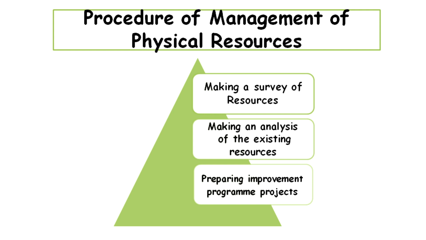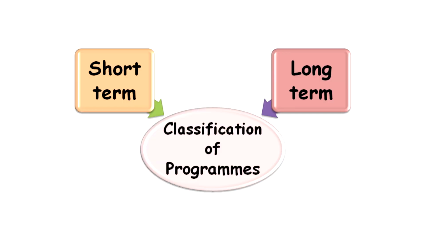Then comes the third thing that we have stated, the important thing, preparing improvement program projects. So when we think of preparing improvement program projects, what is important? First, we have to think what type of programs are important. There we can classify the programs into two: short-term projects and long-term projects. So in any institution, whether it is educational or non-educational, such type of goals should be there that should be achieved within a shorter period, and that should be achieved for a longer period.